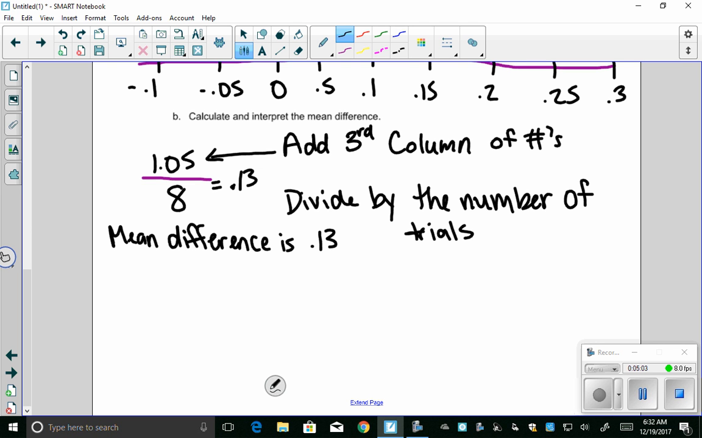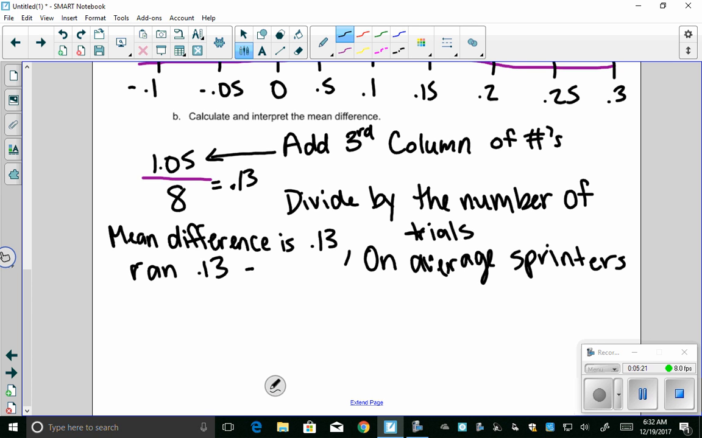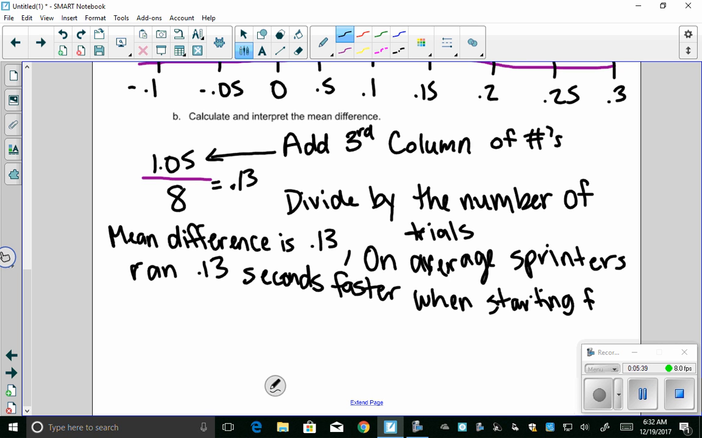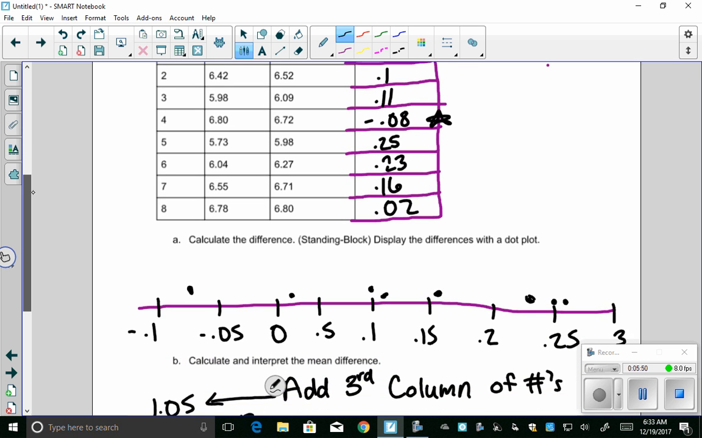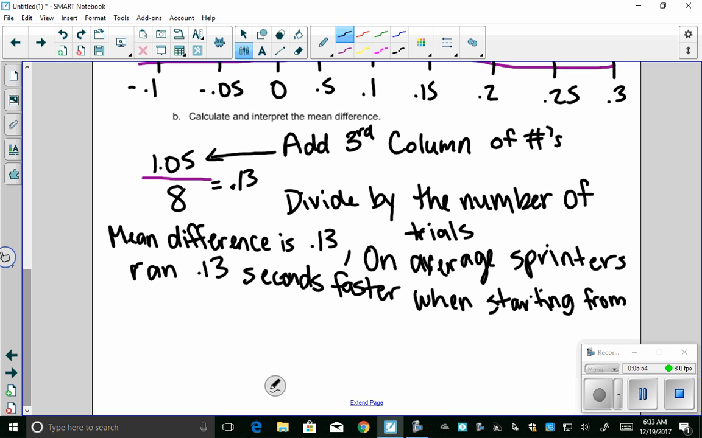So this means that on average, sprinters ran 0.13 seconds faster when starting from, I'm sorry, I messed up. This shouldn't be faster, okay?